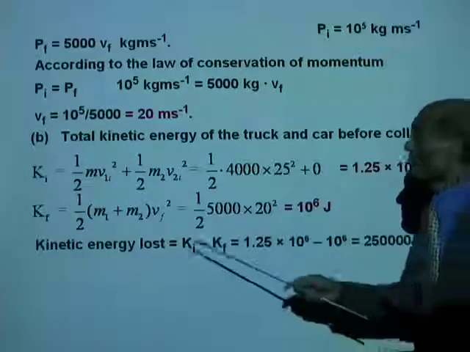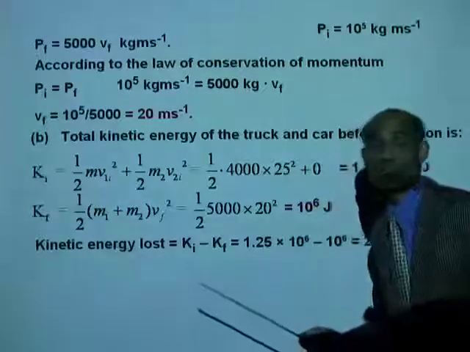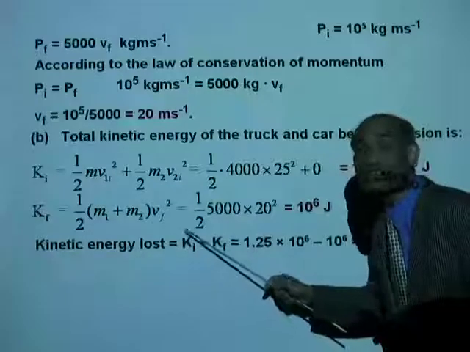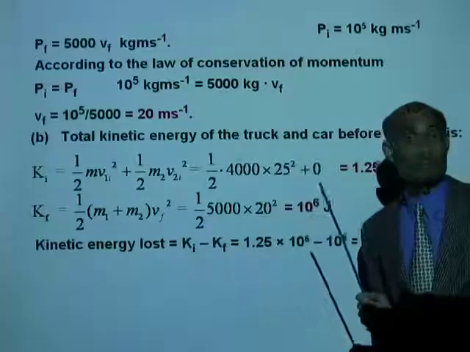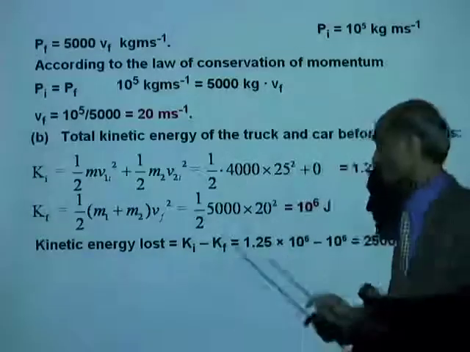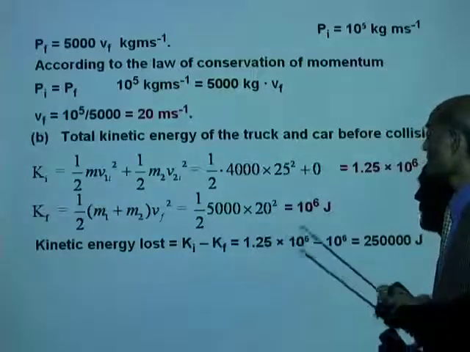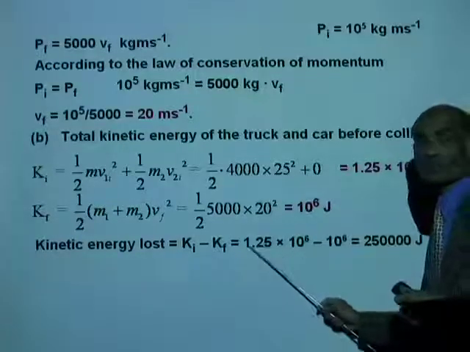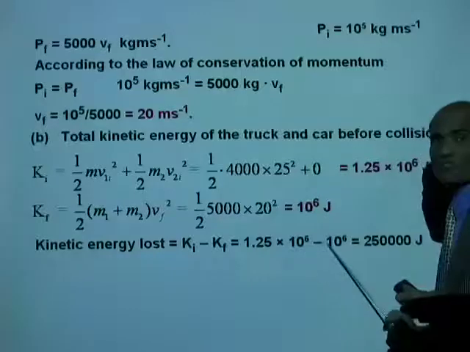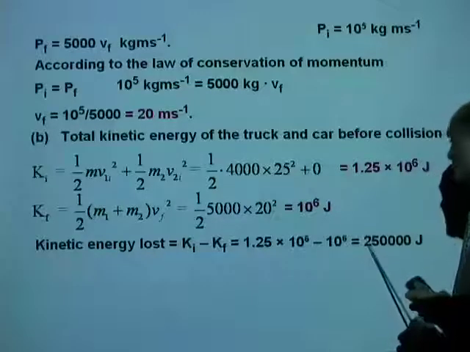Alright, what is the kinetic energy lost? Kinetic energy lost is the initial energy minus the final energy. Is that right? That's the amount lost. That is 1.25 times 10 to the 6 minus 10 to the 6. Can you put that in your calculator and give me a value? Is this right?